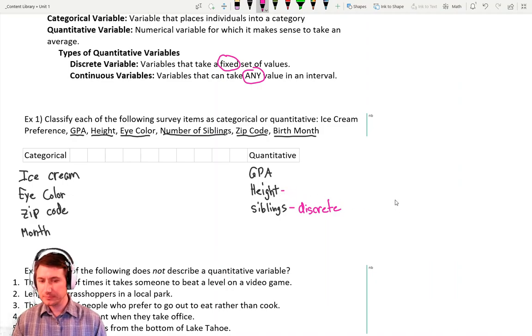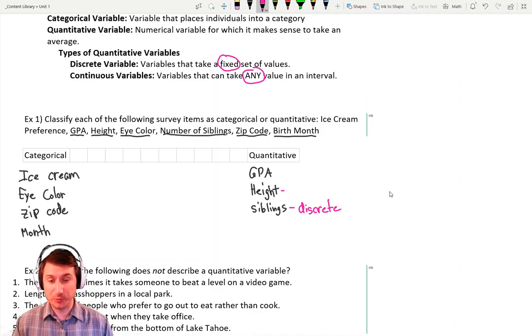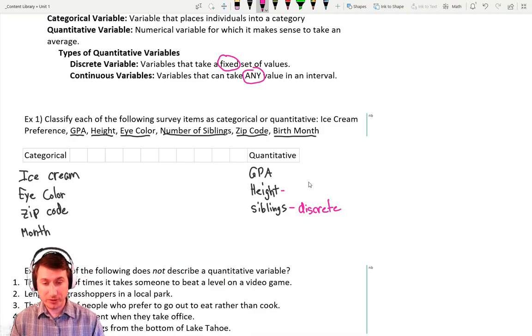Height. Could I say that I am 6.214876 feet tall? I suppose if I had an accurate or precise enough measuring stick, I could. Height could take on any number. This is continuous.